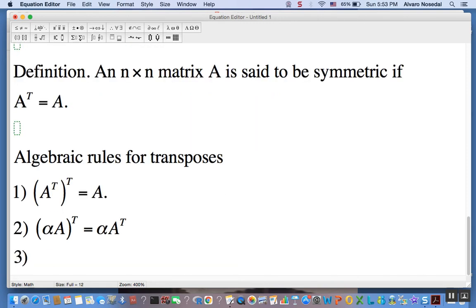Property number three. If we have the sum of two matrices, A plus B, and we're interested in finding the transpose of that sum, well, this is the same as A transpose plus B transpose, okay?